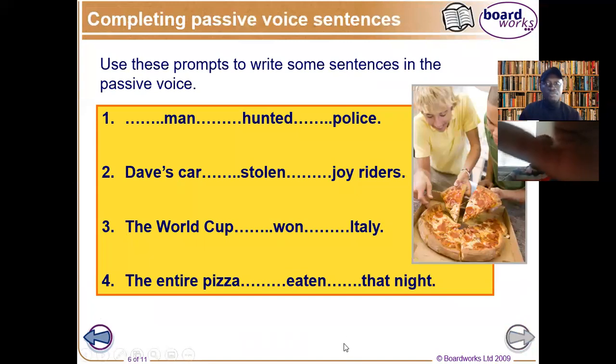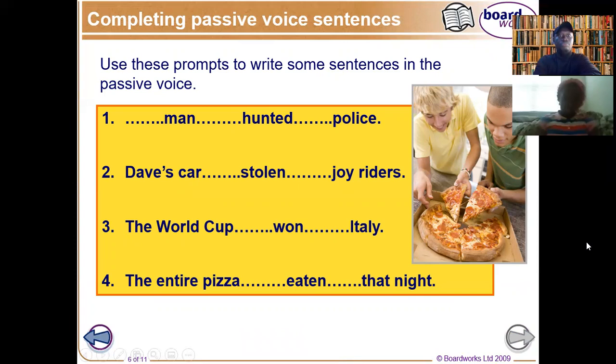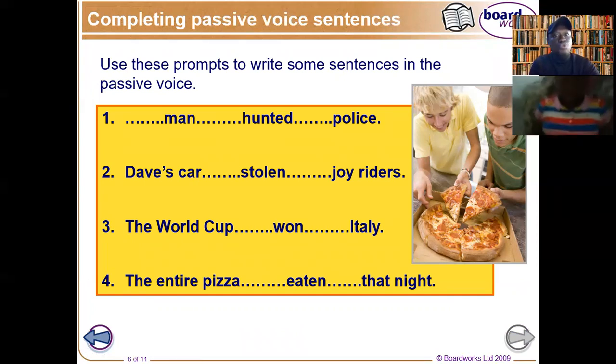So this is active. Now, look at these examples. I want you to write all these sentences in passive voice. That is, you are going to tell me the answers, okay? So, number one, what will you say? The man was haunted by the police. Perfect. You are very correct.